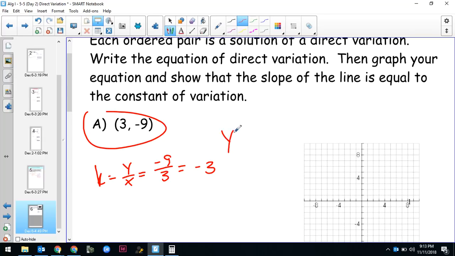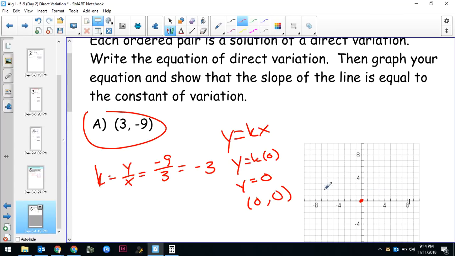Here's the cool thing. Y is equal to kx. I don't even need to know what coordinate this is running through. If I plug in 0 for x, what do I get for y? No matter what k is, if I plug in 0 for x, k times 0 has to be 0. Y equals 0. So every direct variation, no matter what the k value is, if I plug in 0 into my direct variation equation, I have to get out 0.